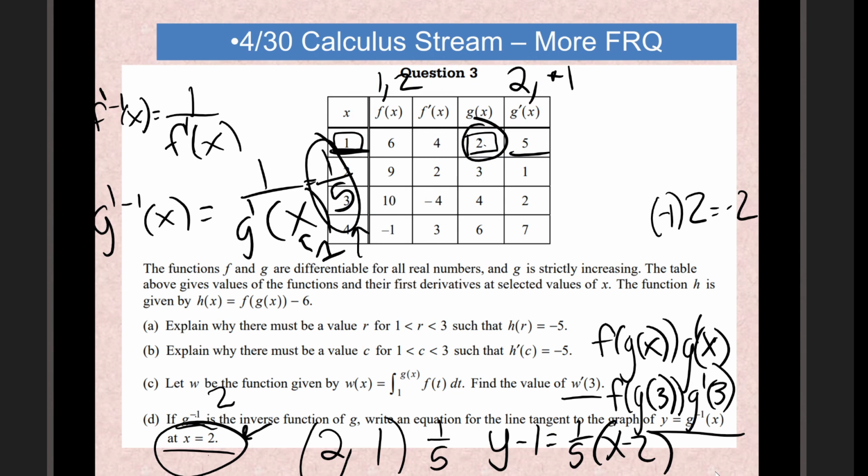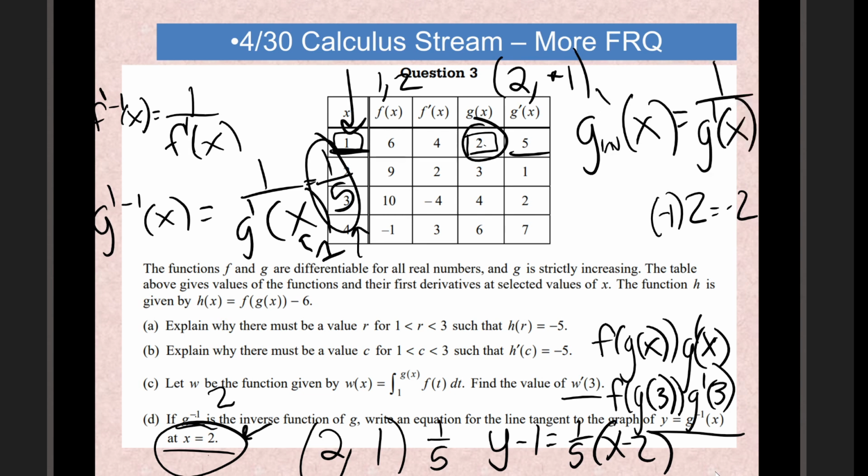So yeah, the point is (2, 1) is a point on the graph in the inverse because x and y are flipped. But then to find the derivative of the inverse, all I do is g inverse prime. Writing that is so horrible every single time. I am never happy with how it looks. So I just look at g prime of 1, which is 5, and I get 1/5 as my slope. And now I go back to inverse land, where (2, 1) is my point, and I just do y minus y1 equals slope times x minus x1. And that's how I got y minus 1 equals 1/5, parentheses, x minus 2.